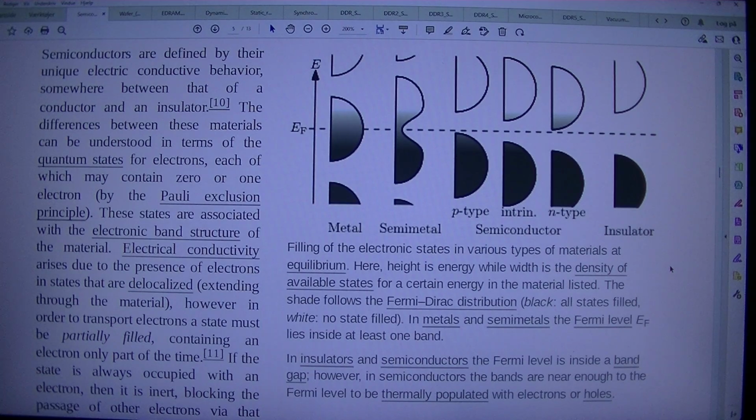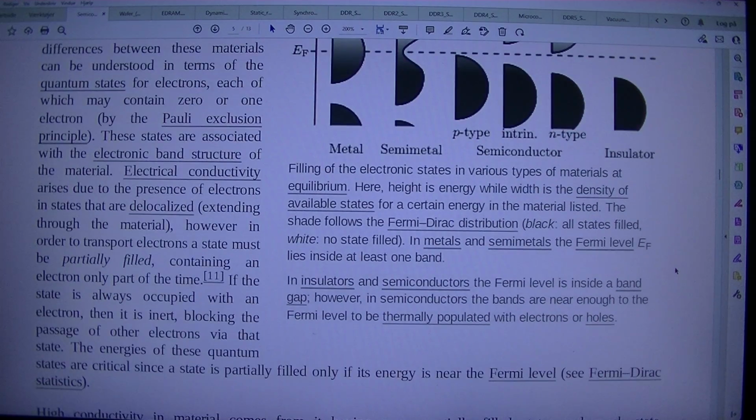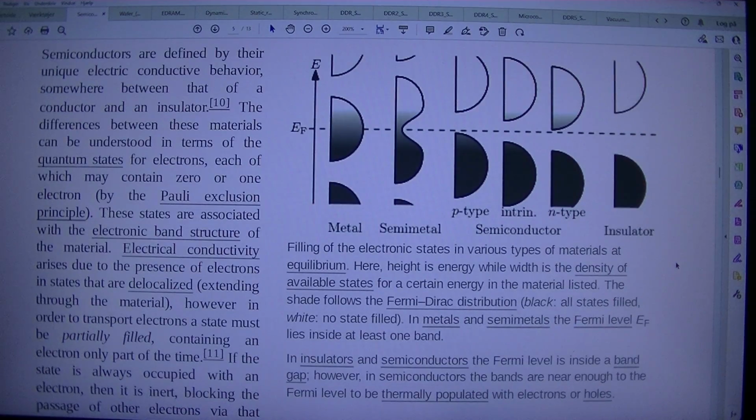In metals and semimetals the Fermi level E_F lies inside at least one band. In insulators and semiconductors the Fermi level is inside a bandgap. However, in semiconductors the bands are near enough to the Fermi level to be thermally populated with electrons or holes. Semiconductors are defined by the unique electric conductive behavior somewhere between that of a conductor and an insulator.